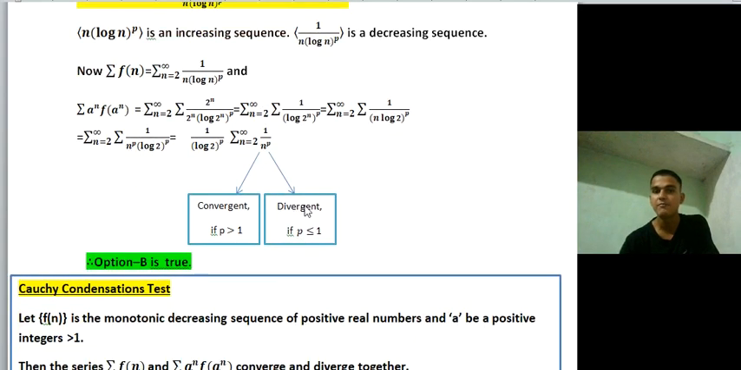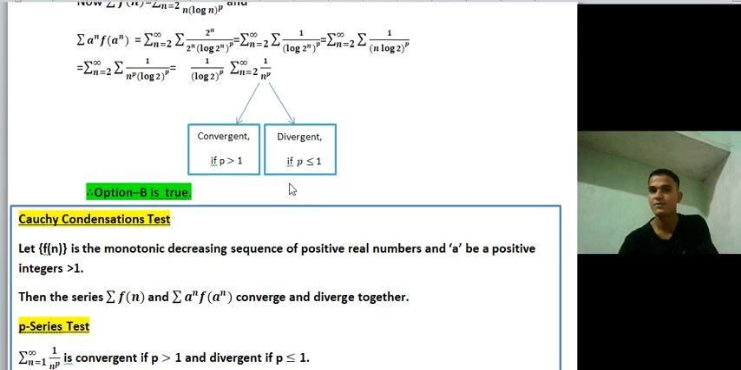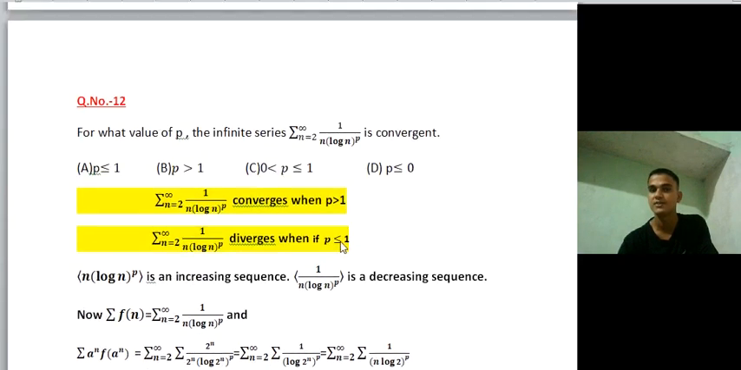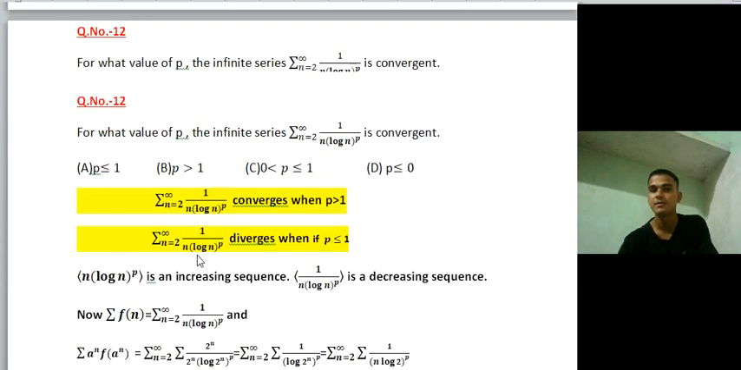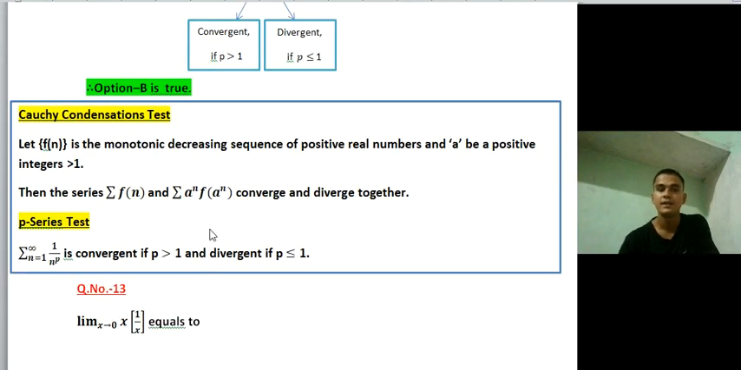n to the power p. So by p series test, you can see this is a p series test. This series is convergent when p is greater than 1, and this series is divergent when p is less than or equal to 1. You can see convergent when p is greater than 1. So option B is true. Then we will go to the next question.